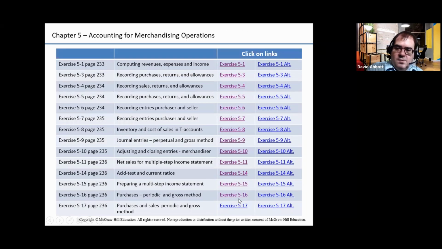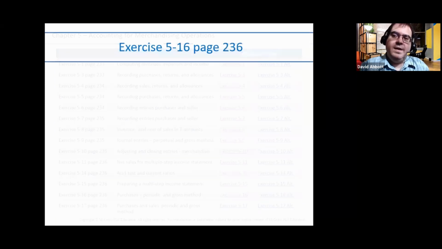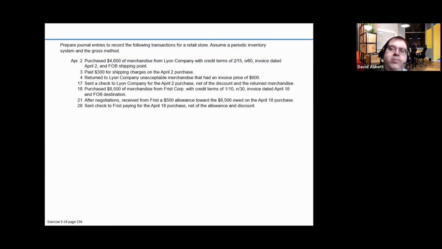So what we've been talking about so far has been the perpetual method of doing inventory. Now we're talking about how you would do it if you were using the periodic method. So let's talk about that. All right, so we're going to prepare the journal entries for the following transactions for a retail store. Assume a periodic inventory system and the gross method.